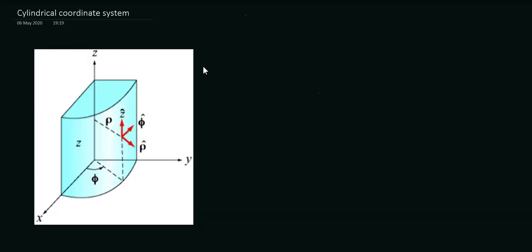Let us talk about the cylindrical coordinate system in this video. We talked about the spherical coordinate system in the last video, and we saw that we can represent any point with the help of r, theta and phi. Now in the cylindrical coordinate system we can also represent any point. Let's say this is our point P. We can represent this point with rho, phi and z.